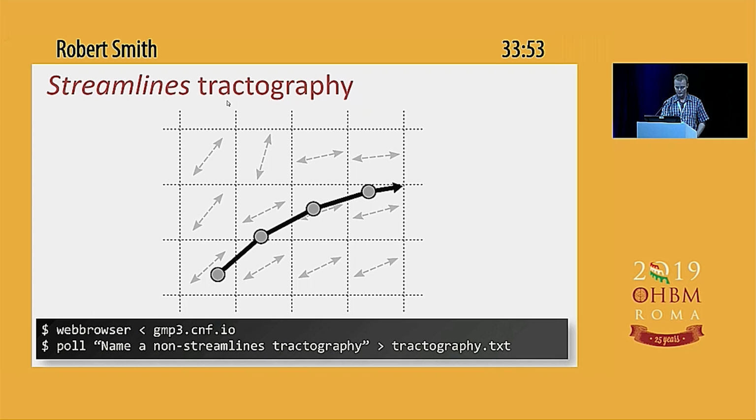And so I'm just opening up a new poll at the moment. Anyone who is more familiar with the field might want to make some suggestions of alternative types of tractography that don't use the streamlines paradigm.